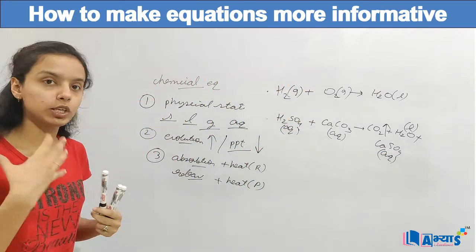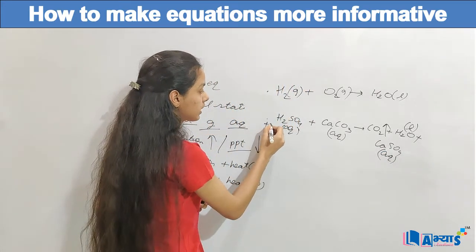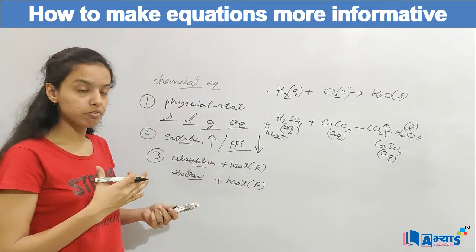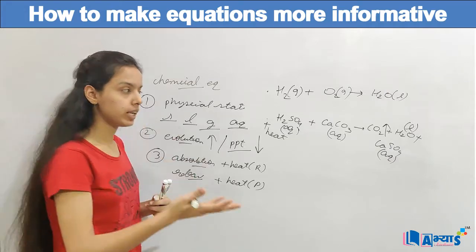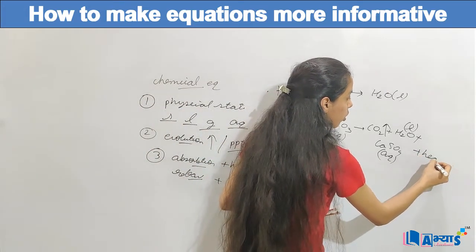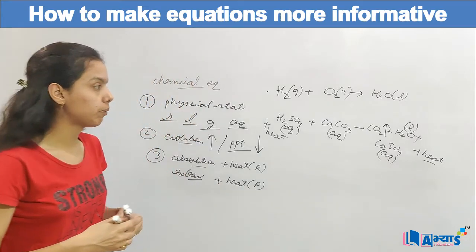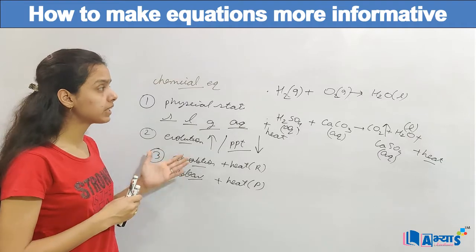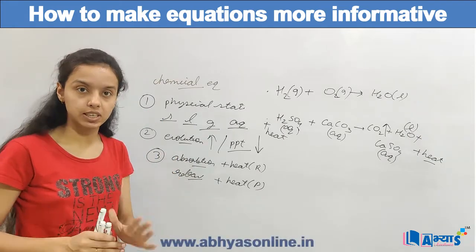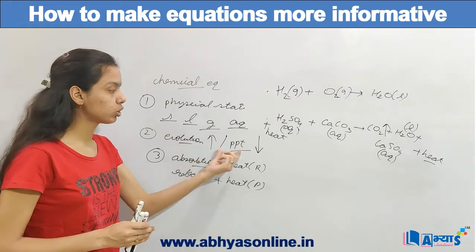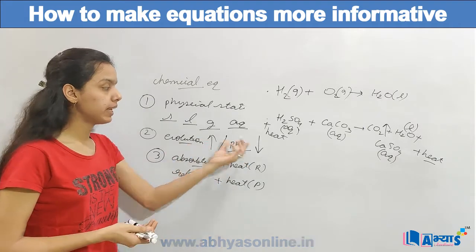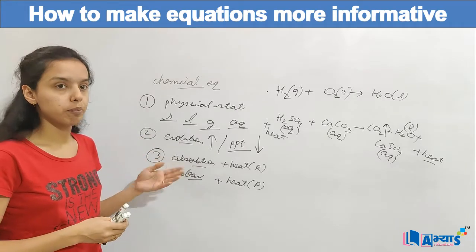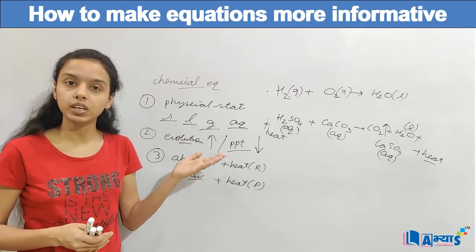Whenever there is absorption of heat, it will come on the reactant side, and whenever the heat is released, it will come on the product side. So this was the concept of how to make a chemical equation more informative. Basically, you should always mention the physical state. You should always mention the evolution of gas or the formation of precipitate with the help of these symbols. These symbols are very important for the information we get from the chemical equation.